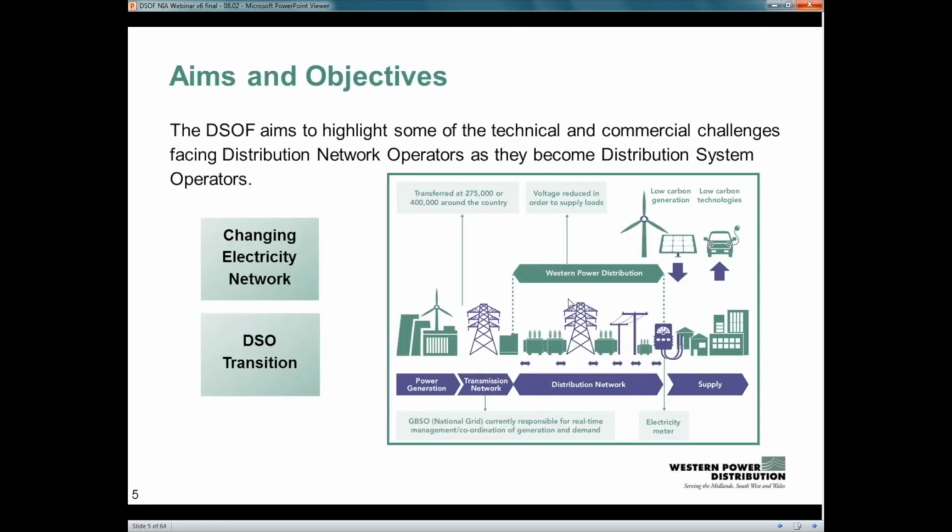So to give you a bit of background as to what the DSOF is about, it aims to highlight some of the technical and commercial challenges that are facing distribution network operators as they become distribution system operators in the not too distant future. In the DSOF, we consider a range of issues from network design through to real-time network operation. A key theme throughout the DSOF is the growing role of data capture and analysis in distribution system operation.